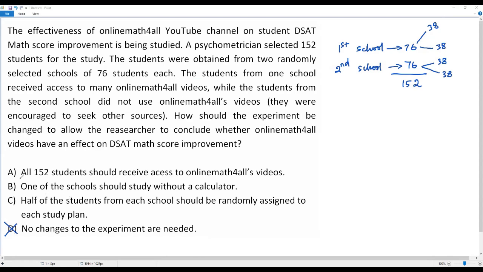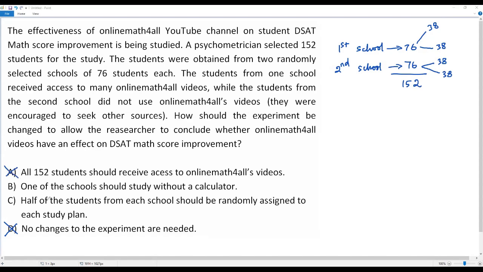Okay, now let's go to answer choice A. That is, all 152 students should receive access to online math for all videos. As I said earlier, we have two sources of material to get prepared for DSAT math. So here, when we have two sources, one source has to be given to 50% of these 152 students, and for the remaining 50% the other source has to be given. But answer choice A says only one source, that is online math for all videos, should be given to all the 152 students in the sample. That's not correct. We can reject answer choice A.